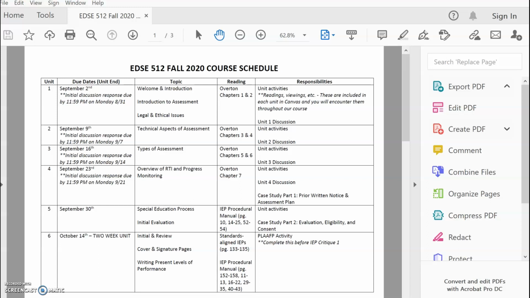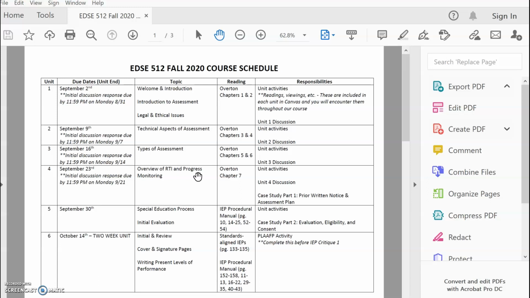So you'll see that our focus for the course content is the overview of RTI progress monitoring. We'll talk about collection of data for student progress, and moving out of that assessment focus we've had for the past several units and into some of this data collection on the progress monitoring side, or figuring out how students are responding to interventions before we're moving into special education evaluation or an eligibility determination if we don't see that response on the RTI side.